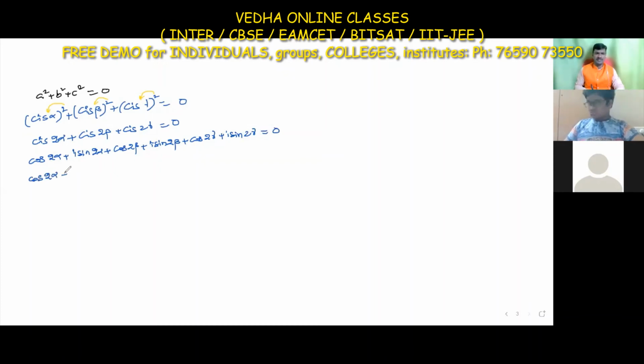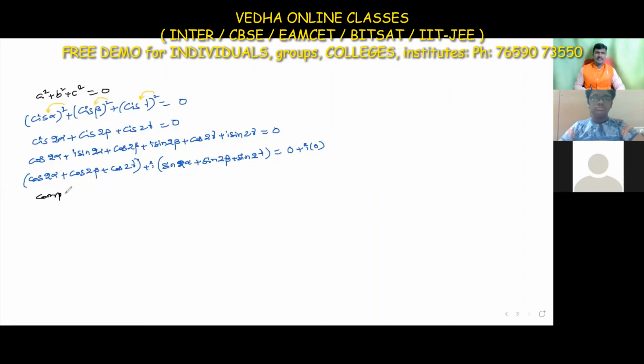Cos 2 alpha is real, cos 2 beta is real, cos 2 gamma is also real. All these are real. Taking i common, we have i times (sin 2 alpha plus sin 2 beta plus sin 2 gamma) is equal to 0. I am writing this as 0 plus i into 0.